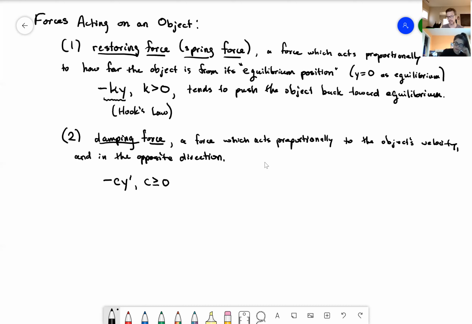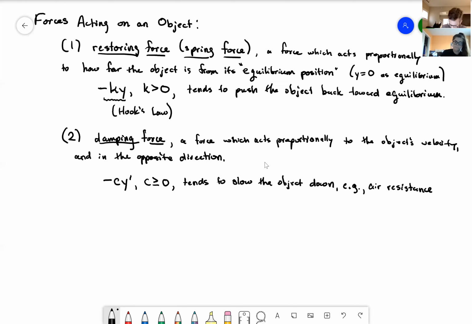While in this setup we're going to assume that there is some restoring force, we'll also consider the possibility that there's no damping force. The intuitive way to think about this is that it tends to slow the object down. Examples of this are, for example, air resistance.